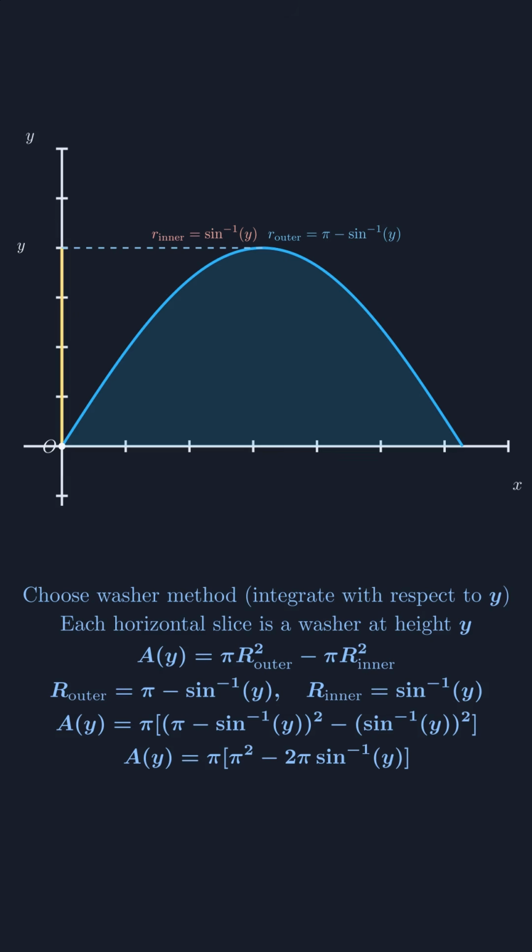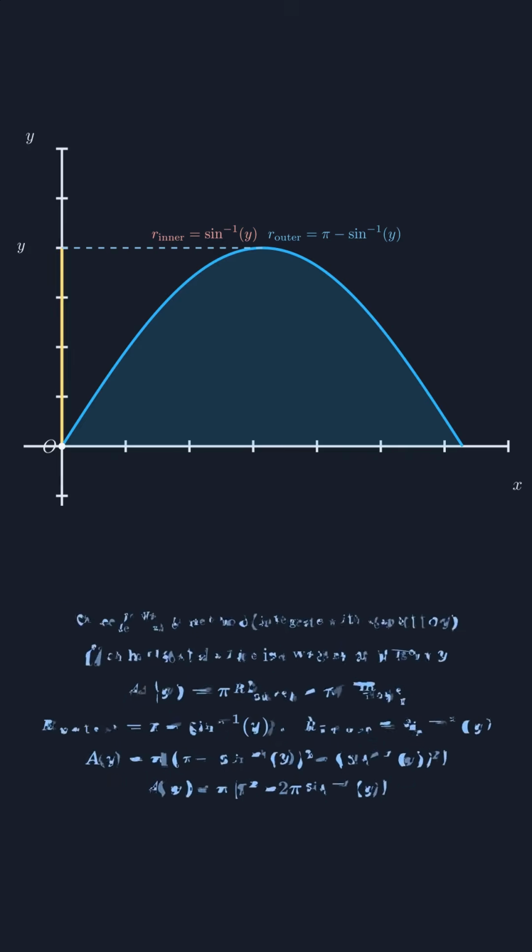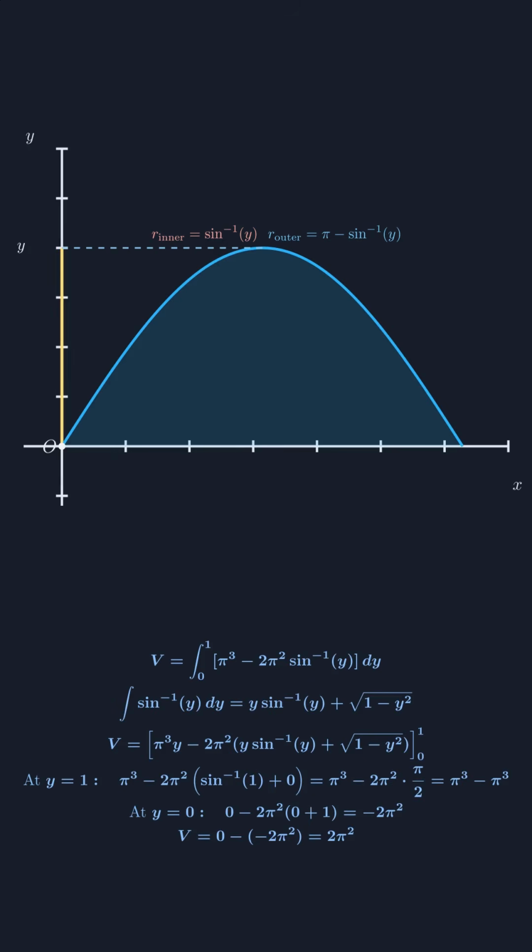After expanding and simplifying, the area simplifies to pi times the quantity pi squared minus 2 pi times inverse sine of y. Set up the integral from 0 to 1. The antiderivative of inverse sine of y is y times inverse sine of y plus the square root of 1 minus y squared. Substitute the bounds.